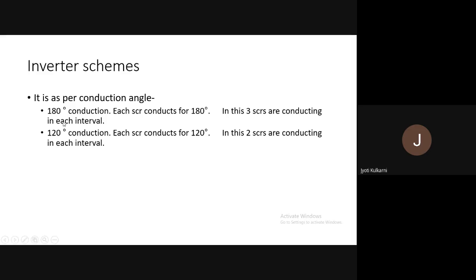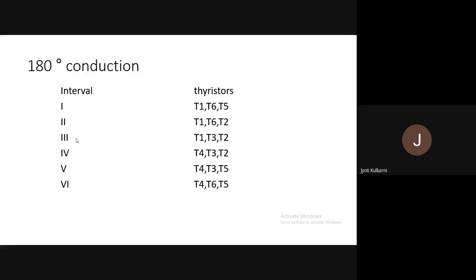Whereas another scheme is called 120-degree conduction. In 120-degree conduction mode, each SCR has a 60-degree step. So how many steps will be equal to 120 degrees? 60 into 2. So in 120-degree conduction mode, two SCRs are conducting in each interval. That is the basic difference. In 180-degree conduction mode, three devices conduct at a time, and in 120-degree conduction, two devices conduct at a time. The first scheme we will see is 180-degree conduction.